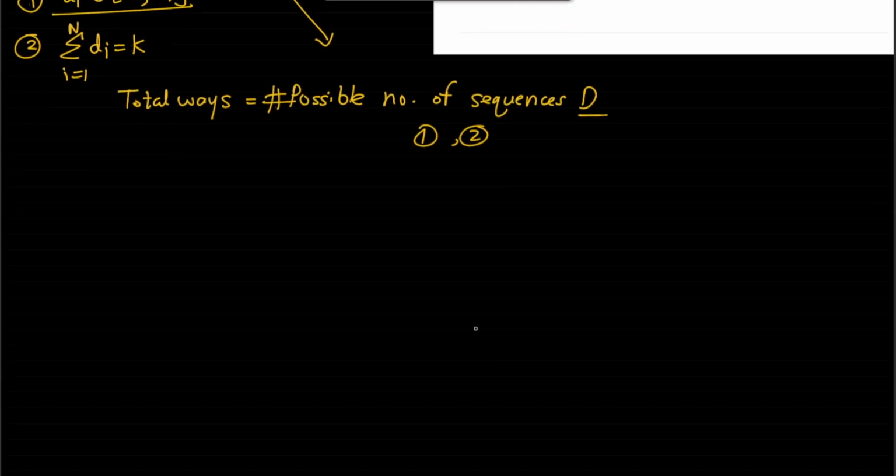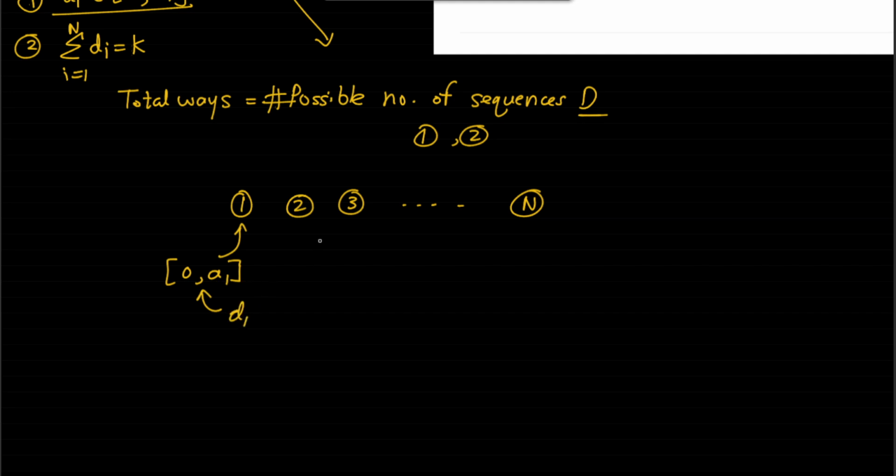So we can solve this recursively. We can iterate over the number of candies that we can give to each child. The first child can be given candies in this range. If he is given, let's say, d1 candies, then the number of candies left will be k minus d1. And if the next child is given d2 candies, then the number of candies left with us is k minus d1 minus d2.